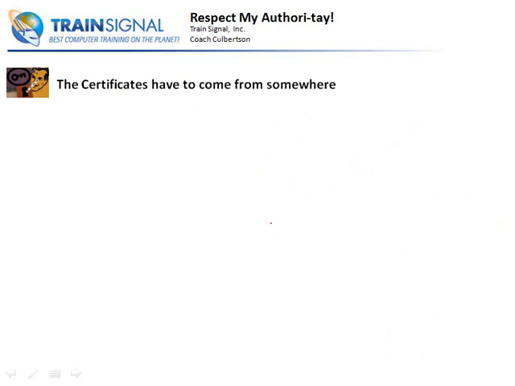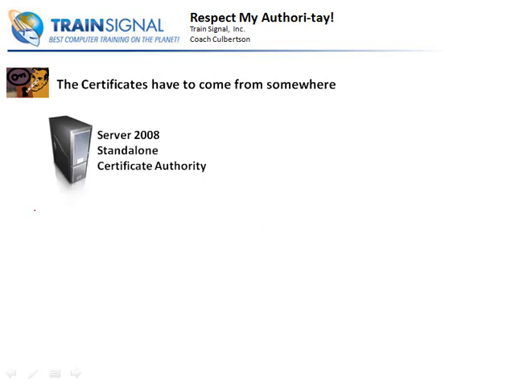Now here's the thing. The certificates, we've talked a little about them. We've talked about how certificates contain keys so we can get to data that's been encrypted, and that part of that certificate also proves our identity. Now those certificates have to come from somewhere. So let's talk about where they come from.